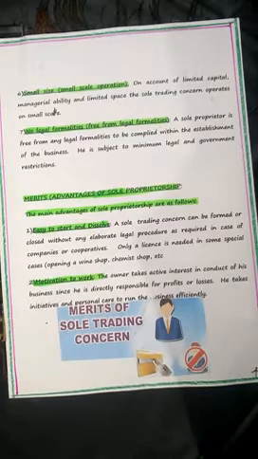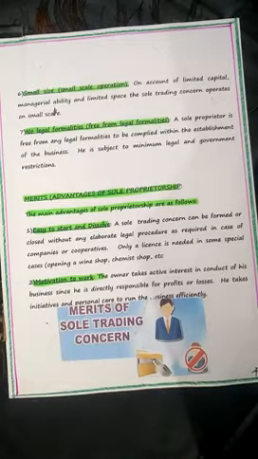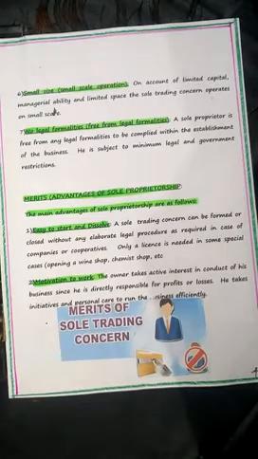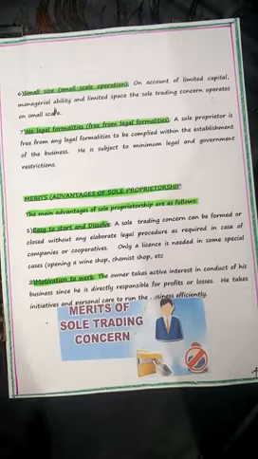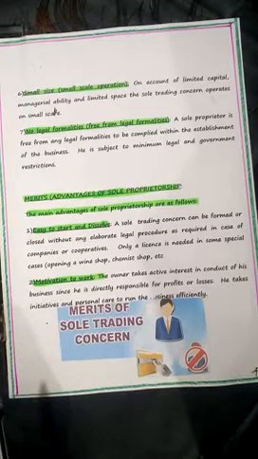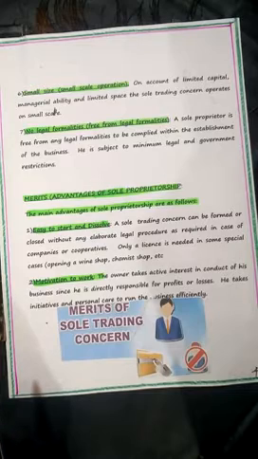The fifth one was no profit sharing, no division of profit. Sixth one was small size operations. Seventh one was no legal formalities or free from legal restrictions. That was a feature of sole proprietorship or sole trading concern. Now we'll move on to study merits or advantages of sole proprietorship. Merits or advantages of sole proprietorship.